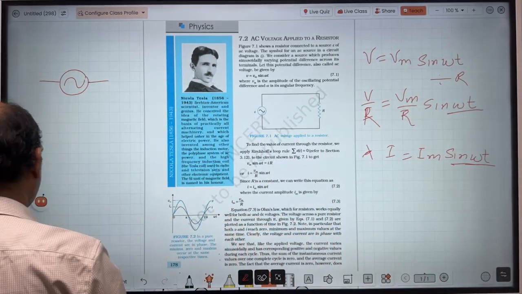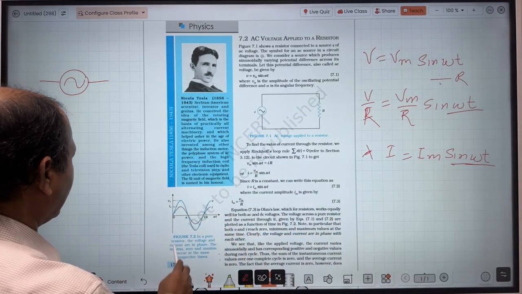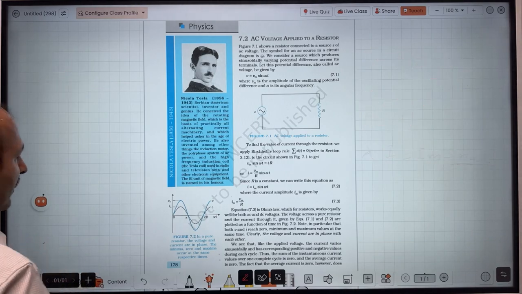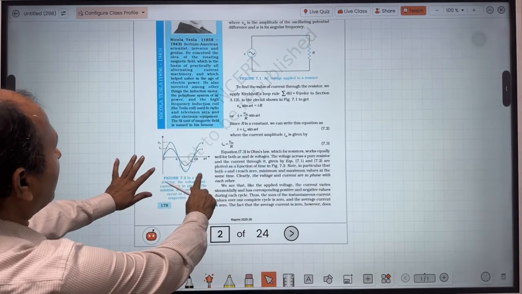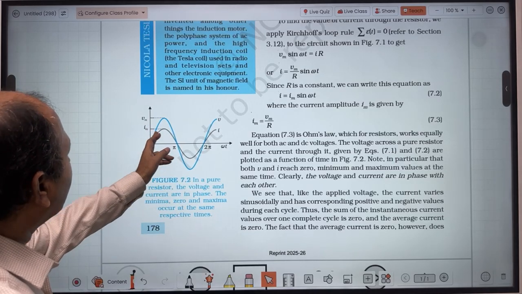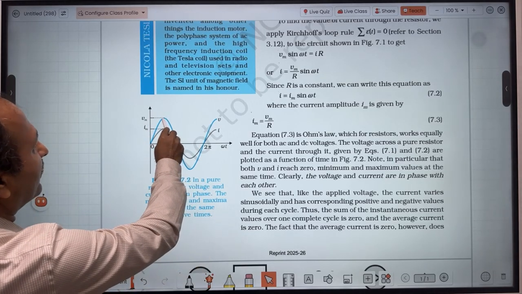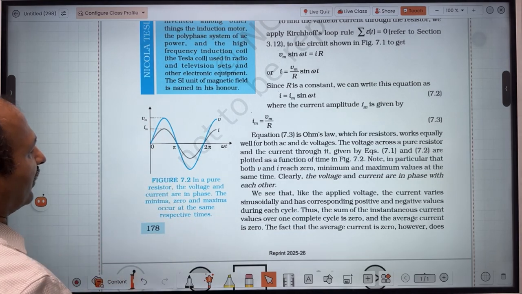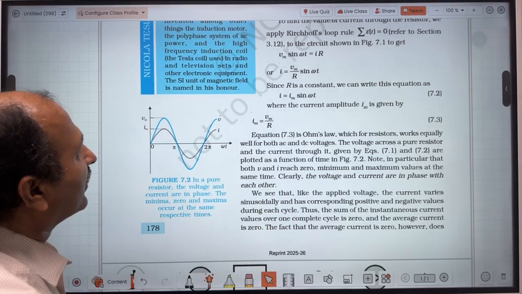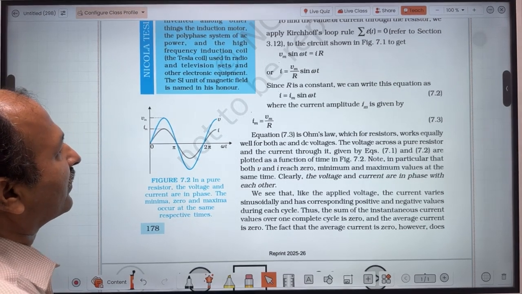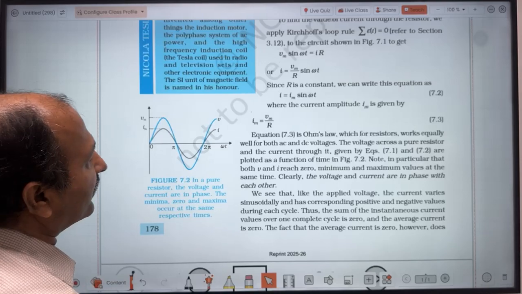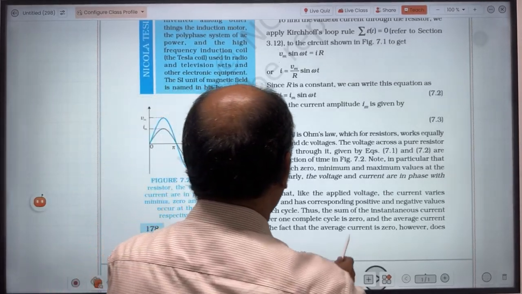The same thing is represented here by the phase diagram, in which the two are in the same phase. And here this is voltage and this is current. This is the peak value of voltage, this is the peak value of current, right? So if we want to find the maximum current or maximum voltage, then we can make sine omega t equal to 1, so we will get that value, right?